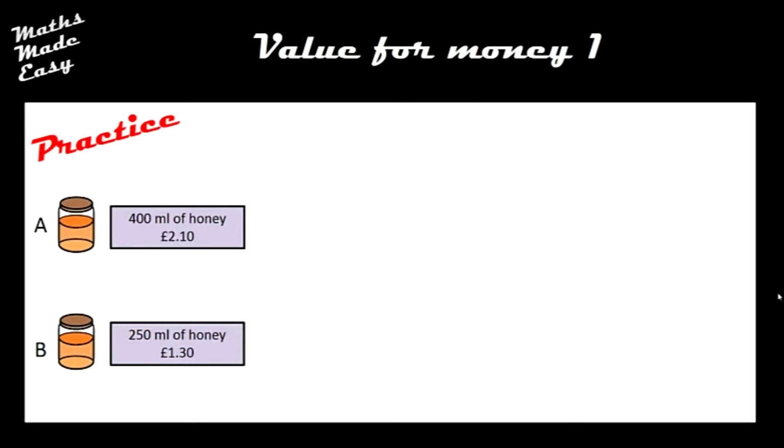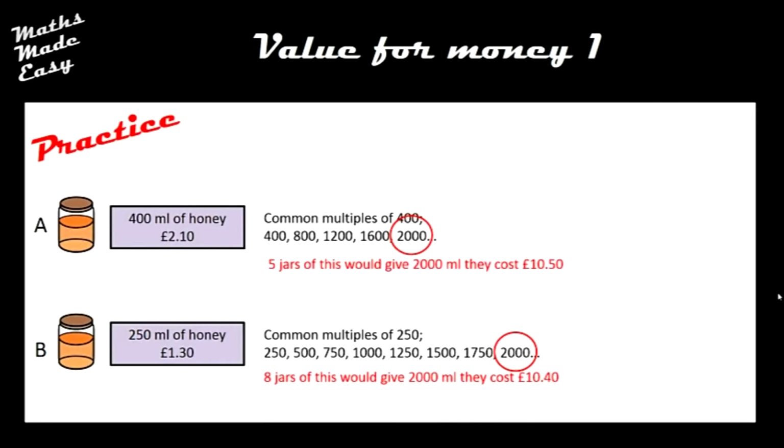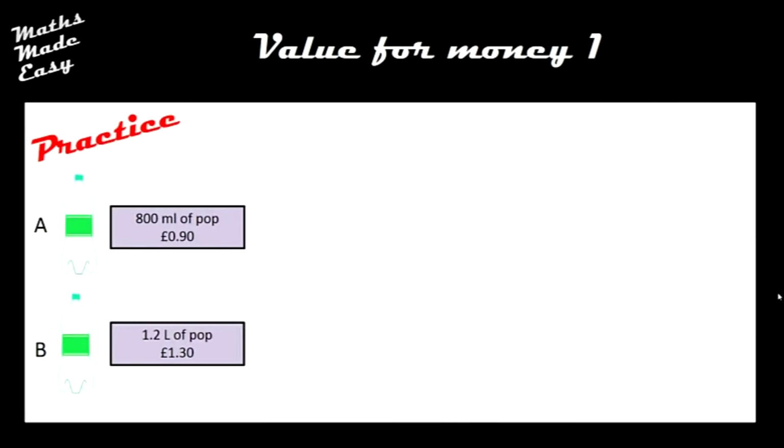Okay, let's have a look at this one then. So, I've got 400 mils and 250 mils, so I need to start by considering the common multiples of both of those numbers. And this time I have to go a little bit further with the 250 mils to get to a common multiple, but hopefully you can see that 2000 is the first number that they both have in common. So I can see that I'm going to need 5 jars of option A, and I'm going to need 8 jars of option B. The two associated costs are below, and I can see that option B is the cheapest option here by a total of 10 pence.